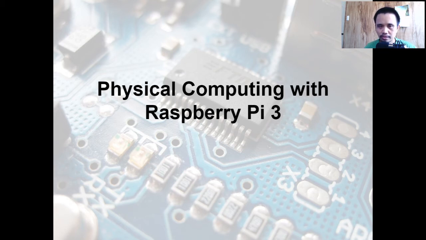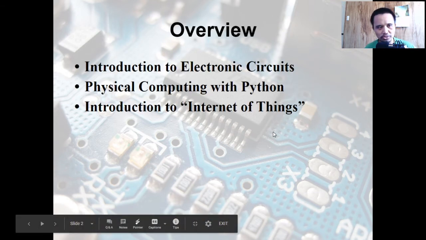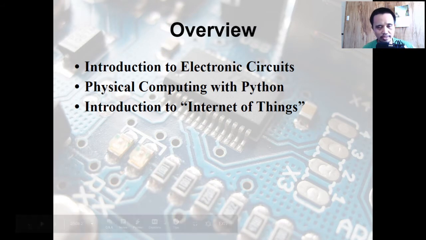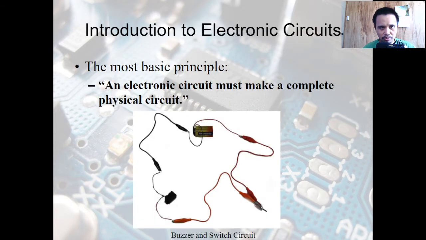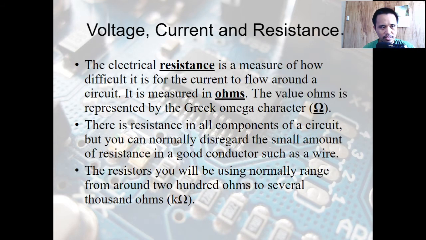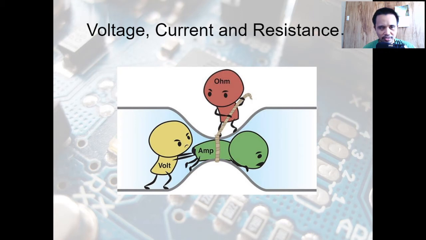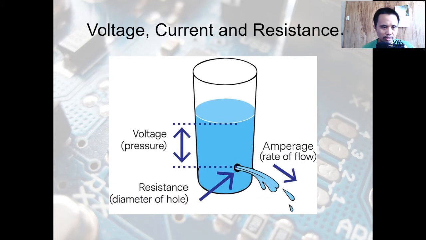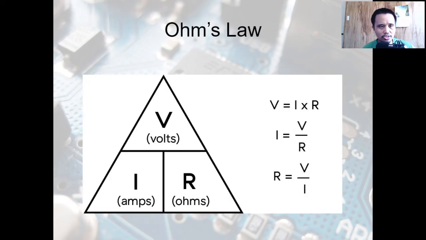If you still remember, I discussed to you about the electronic circuits. Then we do physical computing with Python, and then supposedly we should have covered the introduction on the Internet of Things. So with that, I discussed to you about electronic circuits, and then the relationship between voltage, current, and resistance, and then this figure to illustrate how the three terms relate with each other, and another illustration on how to relate voltage, current, and resistance.